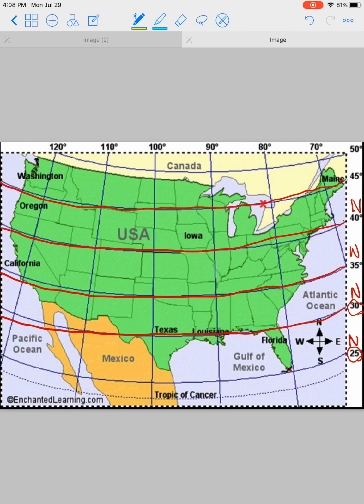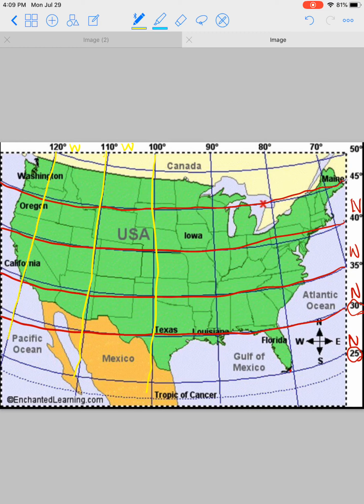Longitude lines run vertically. They run up and down and they determine east of the prime meridian or west of the prime meridian. All of these locations on this map are going to be west because the United States is in the western hemisphere. So longitude lines run vertically. That's the yellow line.